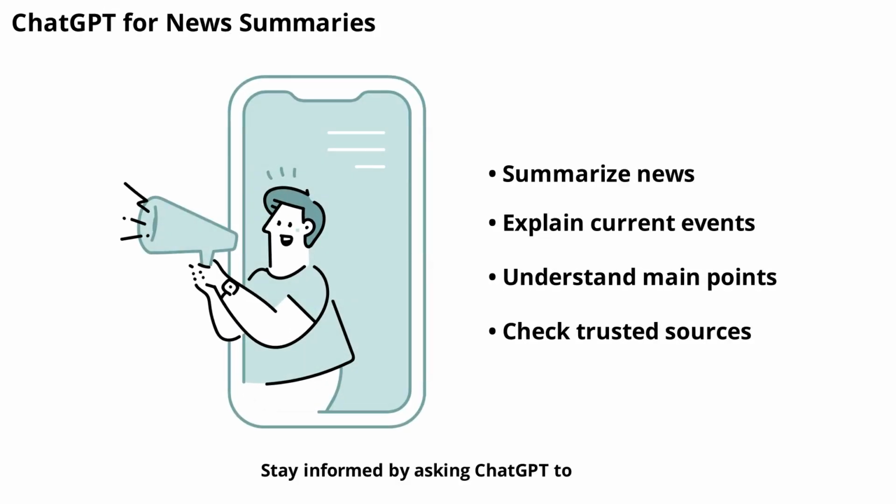Stay informed by asking ChatGPT to summarize news articles or explain current events. While it can't provide real-time updates, it can help you understand the main points of recent news. Always cross-check important news with trusted sources for accuracy.